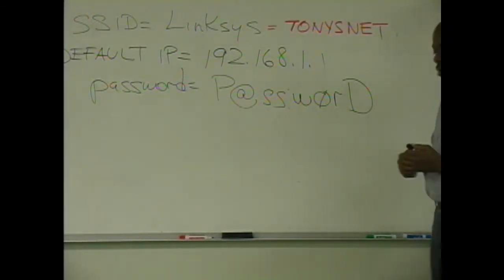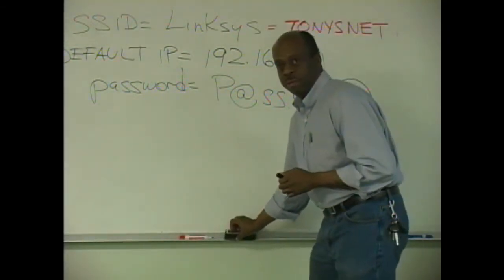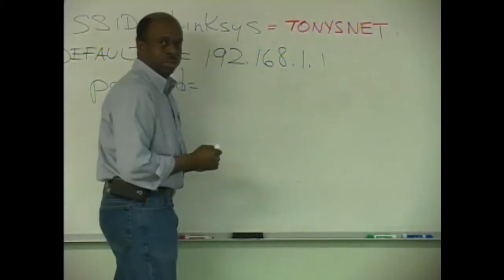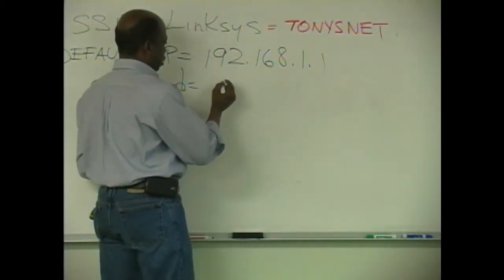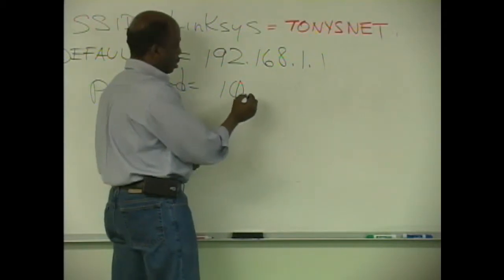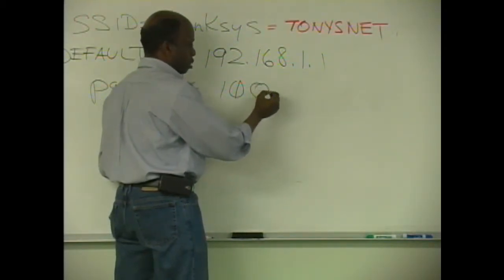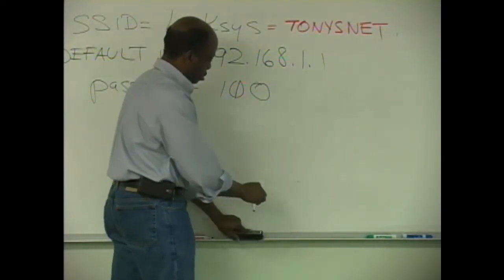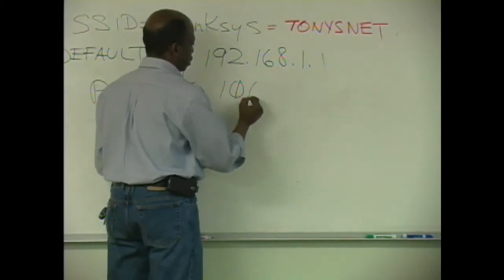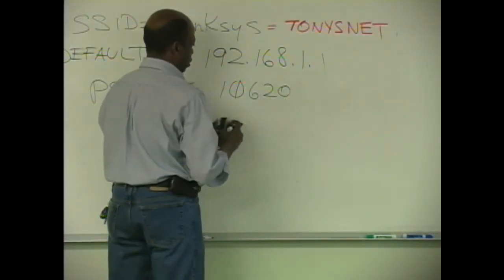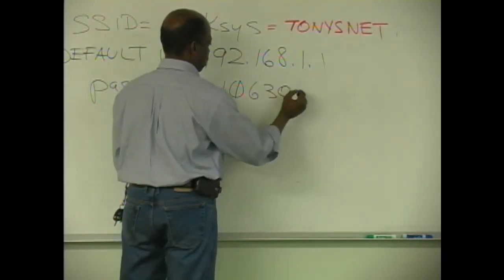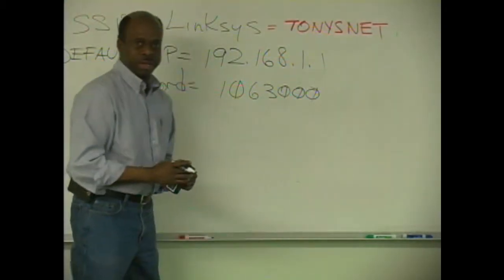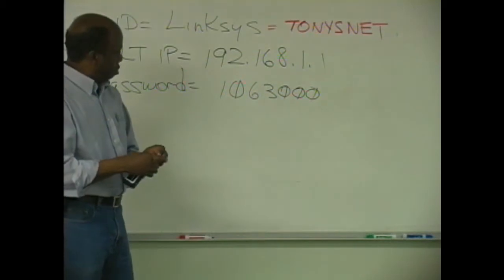What is it going to be? 1006 3000. All right, let's use that one. So that's 10 and the letter O, 06? No, just 10, then 6, then 3000. Okay, 10, 6, 3000. Like that? Yeah. All these are zeros, so I'll draw a line through them so they won't be mistaken for the letter O. Okay, you could put that in.